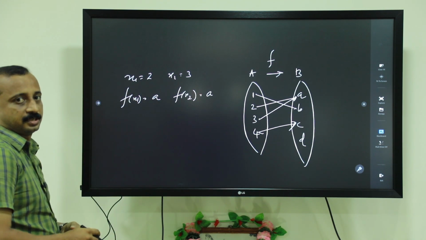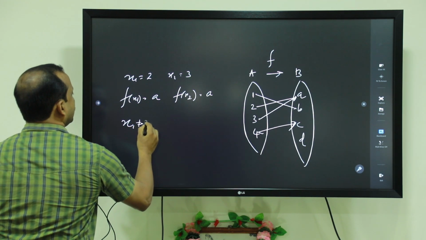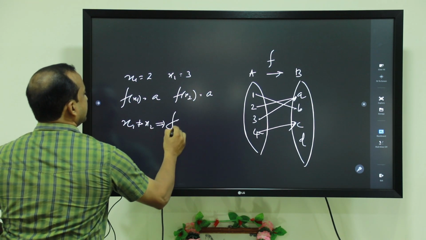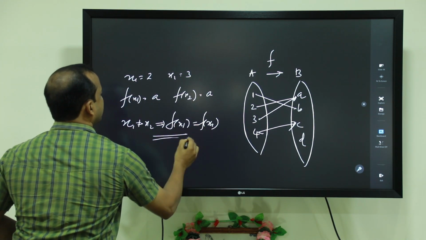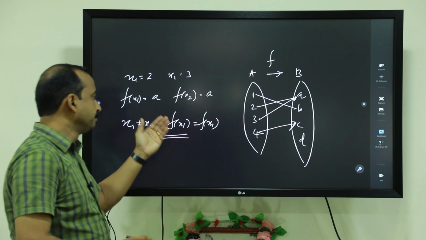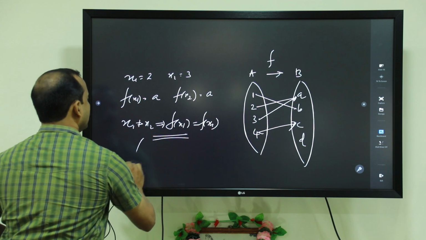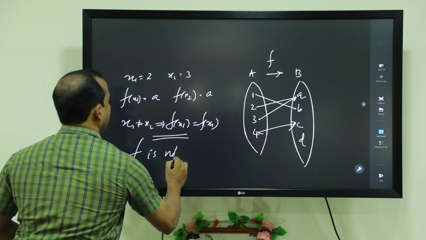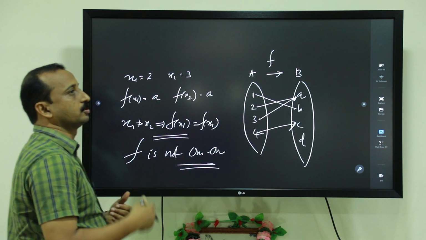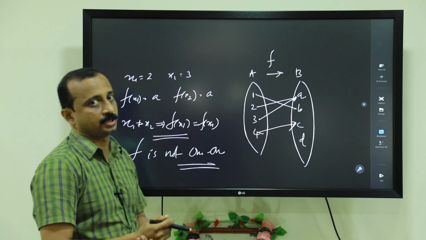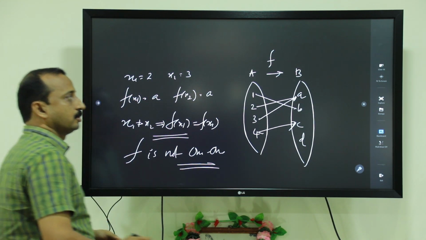But x1 and x2 are different elements, and their images are the same. That is, x1 is not equal to x2 but f of x1 is equal to f of x2, so the condition x1 not equal to x2 implies f of x1 not equal to f of x2 fails. That means f is not one-one, that's all. If x1 not equal to x2 implies f of x1 not equal to f of x2, then the function is said to be one-one; otherwise the function is said to be not one-one.